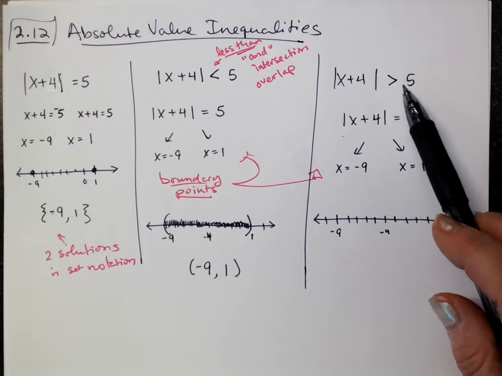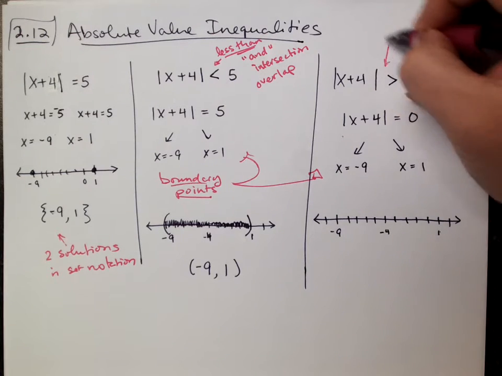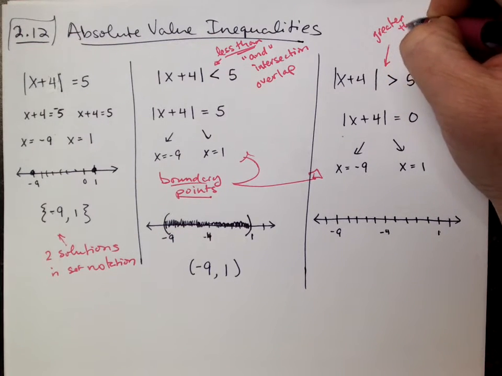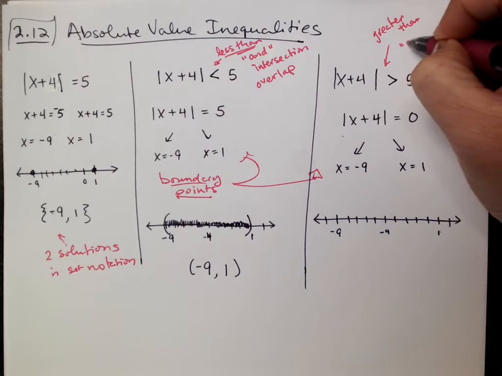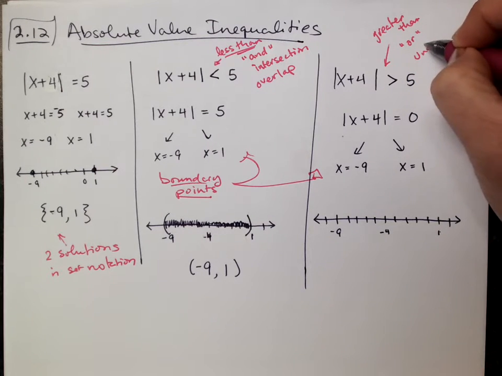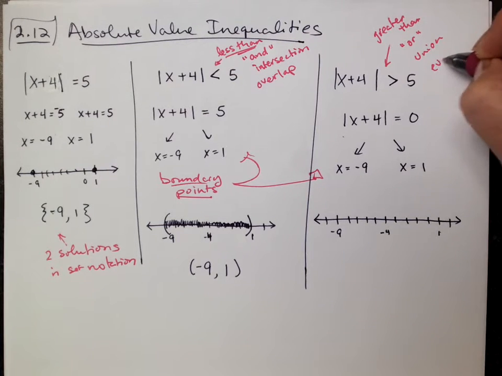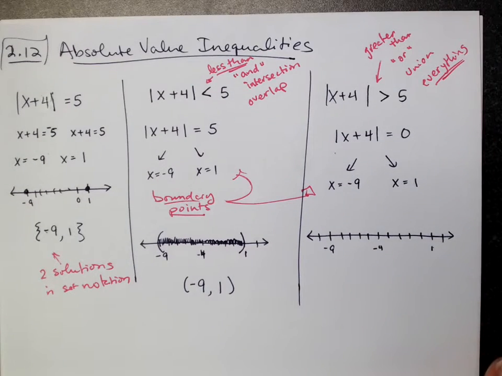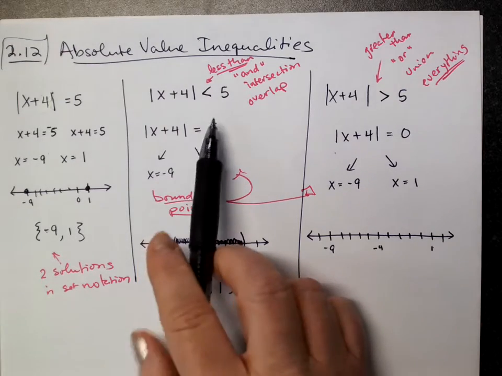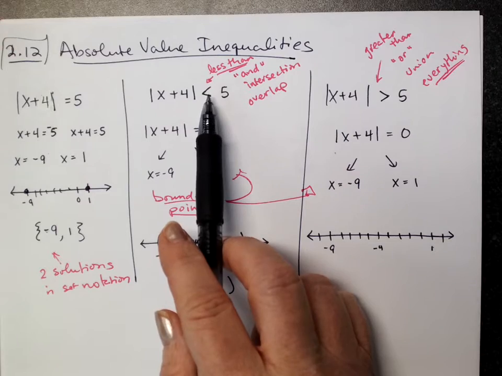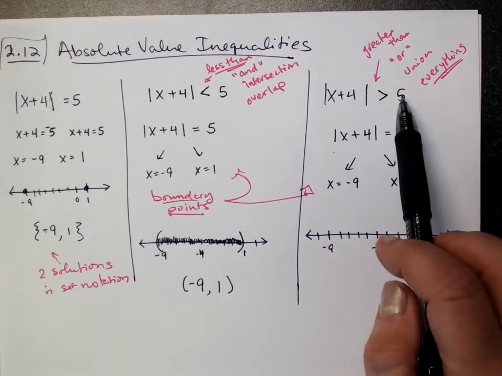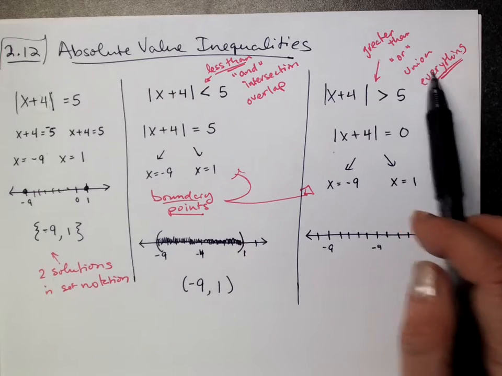Okay. Now we look back at our inequality symbol. Now this inequality symbol is greater than. And greater than is equivalent to or, also known as our union. Okay? And instead of an overlap, it includes everything. Okay? So absolute value inequalities are just a shorthand way to write a specific kind of compound inequality. It won't work for everything. And with less than, we've got the intersection type of compound inequality. And with the greater than, we have the union type of compound inequality.